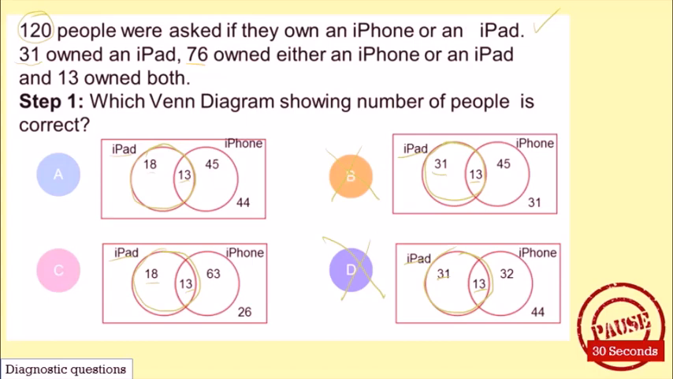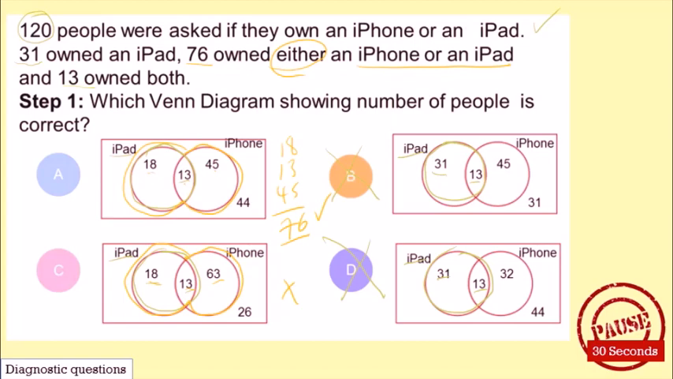Now, 76 owned either an iPhone or an iPad. That means the total of both circles has to add up to 76. So 18 add 13 add 45 gives me 76. So therefore, that would satisfy that part of the question. But 18 add 13 add 63 would be more than 76.